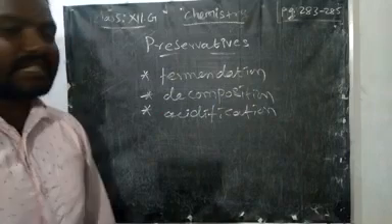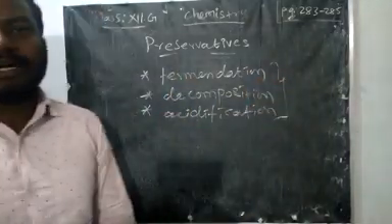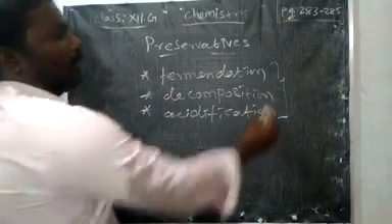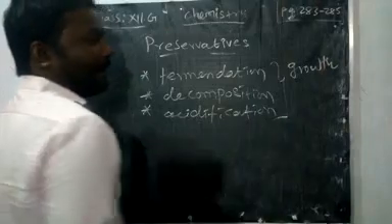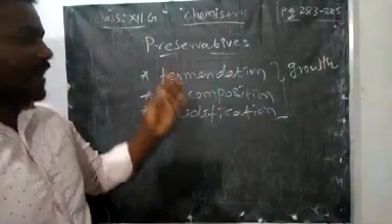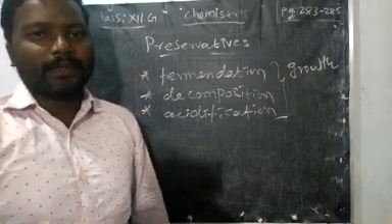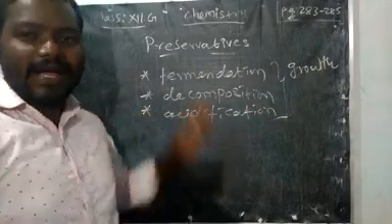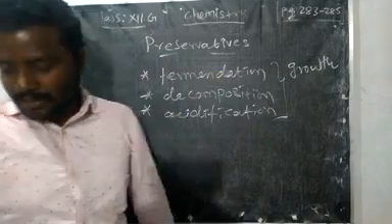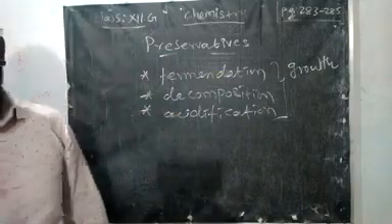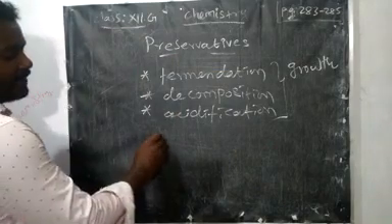They are called preservatives. Why do these reactions take place in the food? Because of the growth of microorganisms. When the growth of microorganisms takes place, this reaction will take place, and because of this reaction, food will spoil. So we have to prevent this reaction by adding some chemicals. They are called preservatives. Some preservatives we know are organic acids like benzoic acid and sorbic acid.